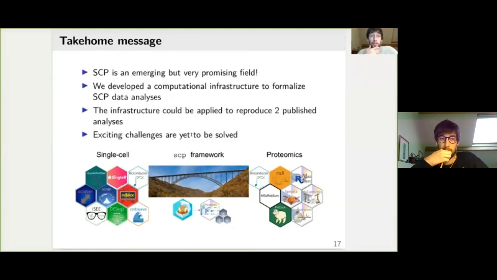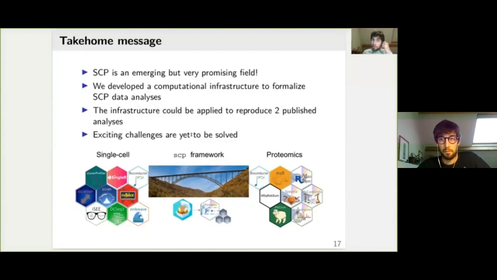So first, single-cell proteomics is an emerging but very promising field. We have developed a computational infrastructure to formalize single-cell proteomics data analyses. I showed you that we could apply and successfully reproduce one published analysis, and we also reproduced a second one, but could not replicate the results. And I think I showed you that there are still some exciting challenges to be solved.